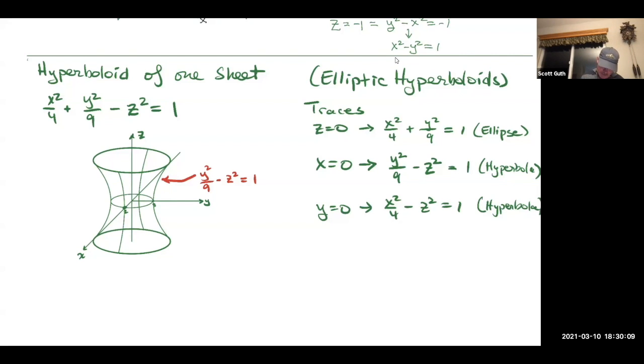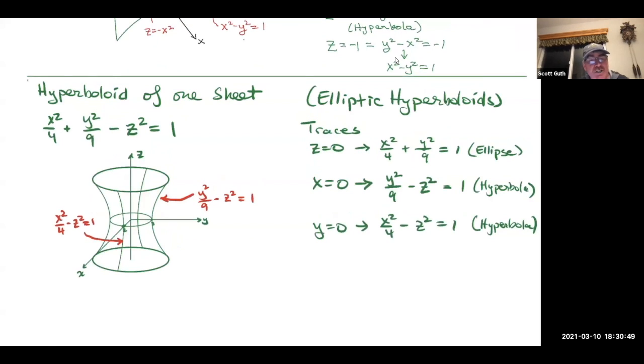Okay, so I think I'm going to get rid of as many of these guidelines as I can. Okay, so that hyperbola in the XZ plane, this one is going to be x squared over 4 minus z squared equals 1. That's this guy. Okay, so that's the hyperboloid of one sheet.